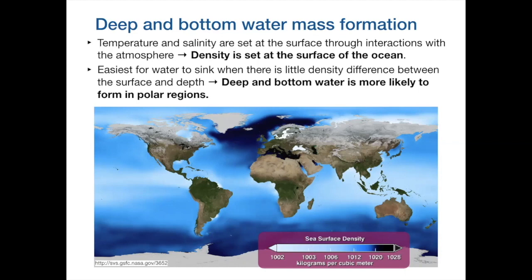So here, by bottom water, I'm talking about water that's in contact with the bottom of the ocean, and deep water is water that can also be in contact with the bottom of the ocean, but it would sit on top of any bottom water. So the two that we're going to talk about primarily are North Atlantic deep water and Antarctic bottom water.